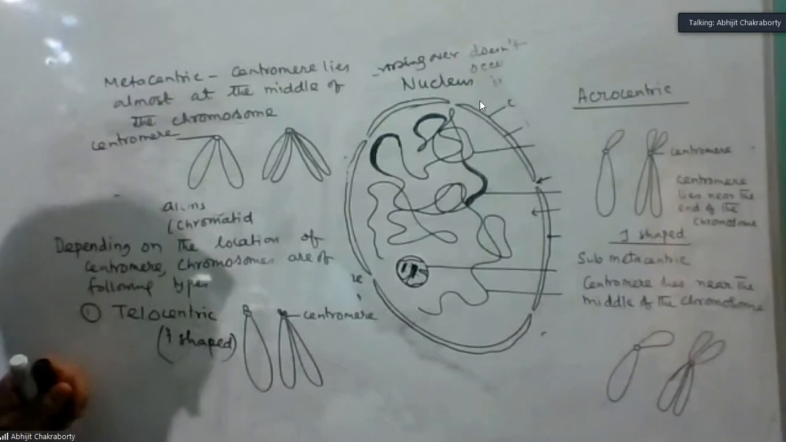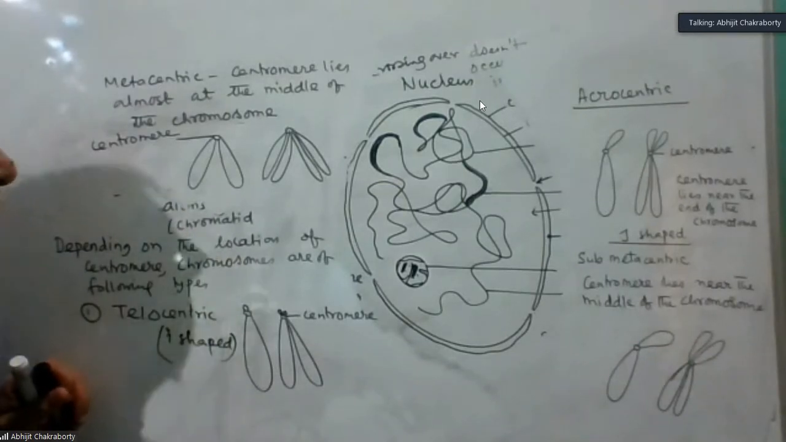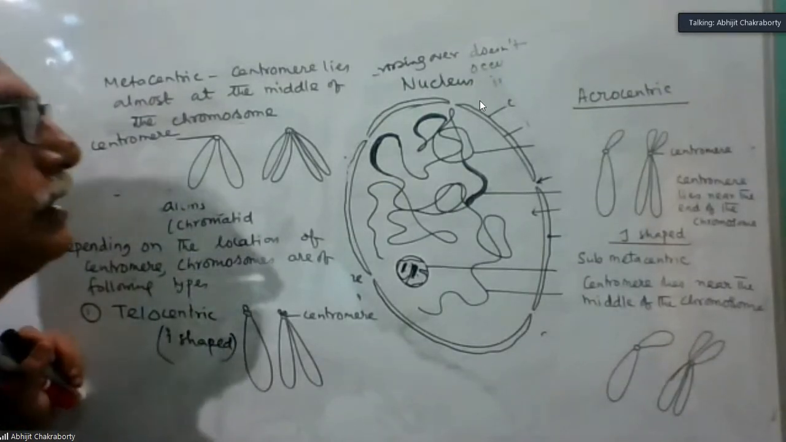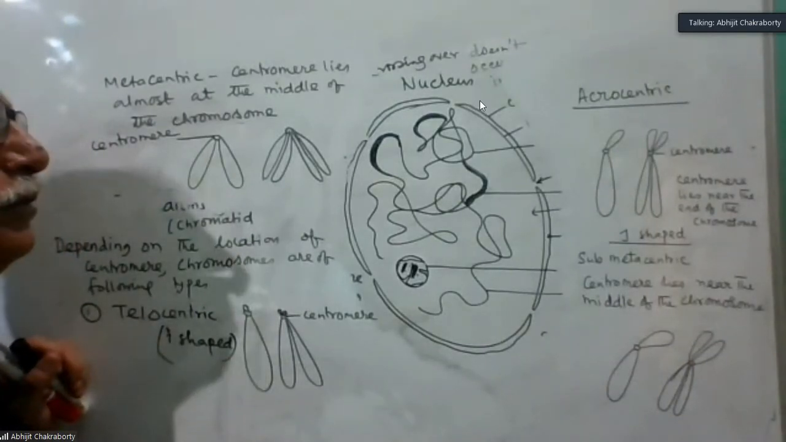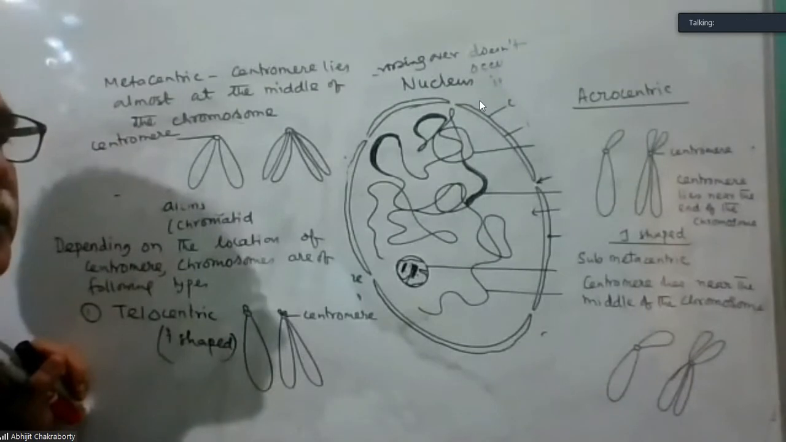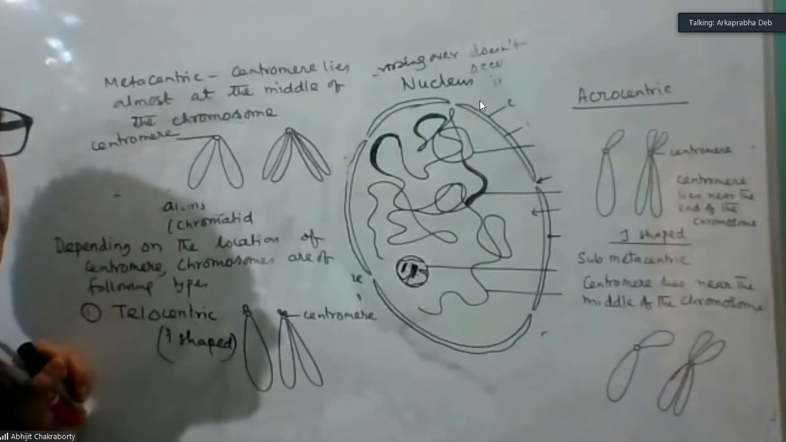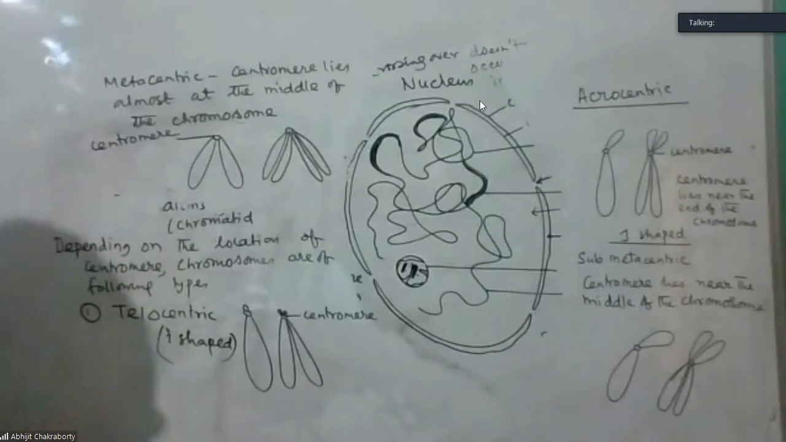Clear? Is it clear, the differences? The telocentric, acrocentric, submetacentric, and metacentric. These are four types of chromosomes. Is it clear to you? Yes, sir. Okay.